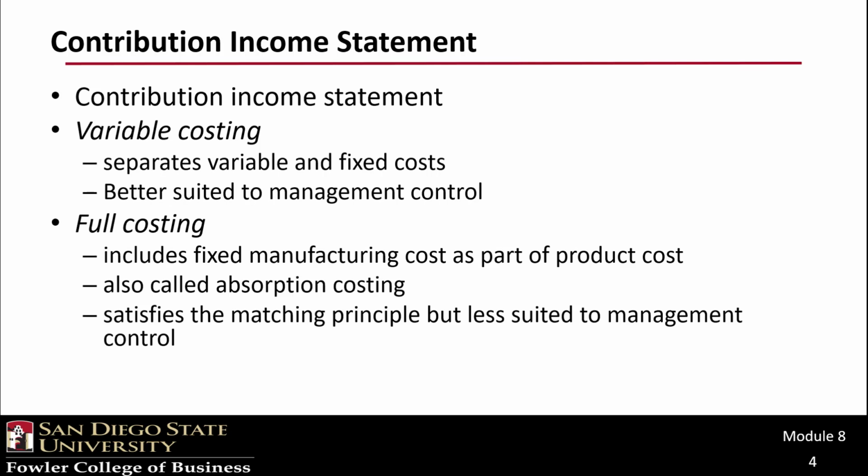The use of the contribution income statement is often called variable costing because it separates variable and fixed costs, just like we learned in the CVP chapter. Full costing is the conventional costing system that includes fixed manufacturing cost as part of product cost. Full costing is also called absorption costing, and that's required for GAAP, and it's also required for the IRS for computing taxable income. Full costing satisfies the matching principle, while variable costing meets the three objectives of a management control system.